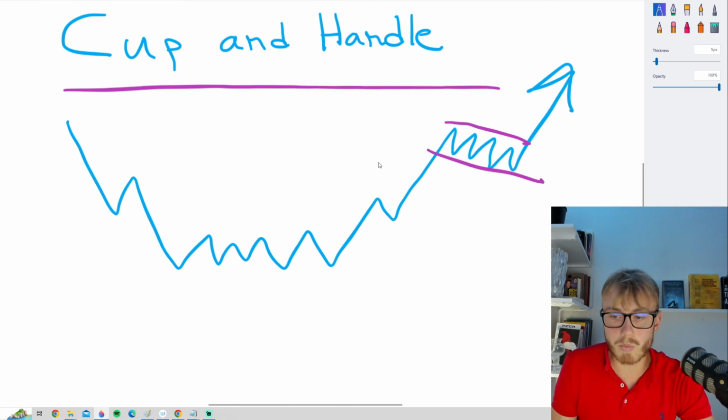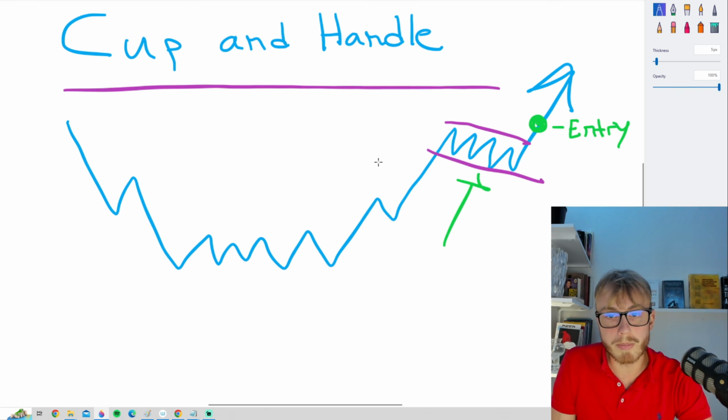But now let's take a look at what the entry point for this pattern is. Well, there are two main types of entry points. The first one you're looking out for is the breakout. So you enter right here, you look out for the breakout of this pullback. So this is almost like a bull flag that we talked about earlier within this pattern. And then you can use the same stop loss we talked about earlier. You can, for example, set your stop loss below the lowest point right here. So this would be a stop entry.